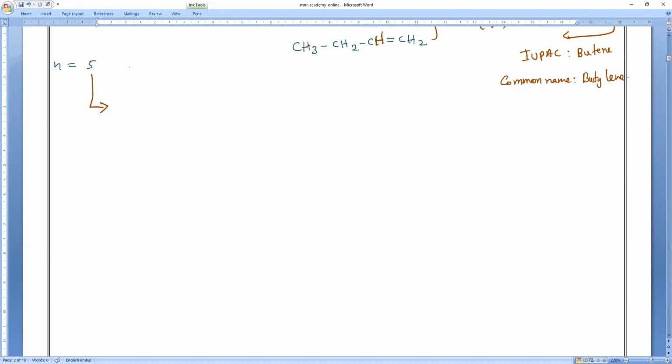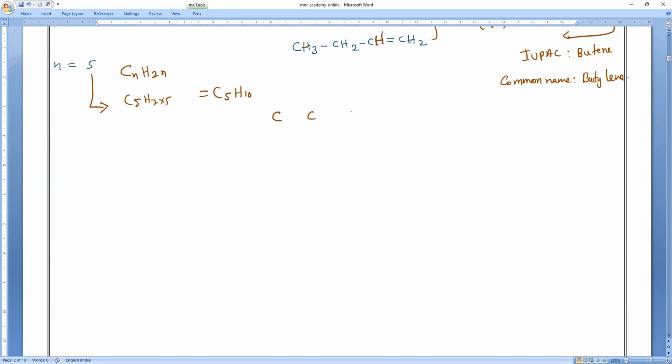So what is the general formula? CnH2n. So C5H2×5, which is equals to what, guys? C5H10. Understand?